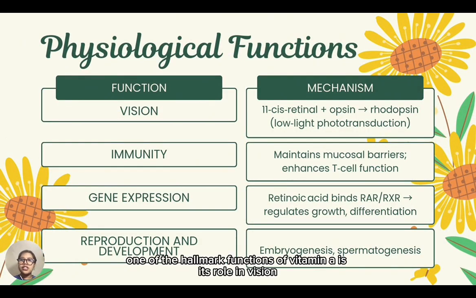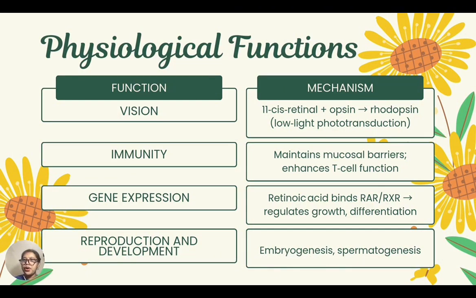One of the hallmark functions of vitamin A is its role in vision, particularly in low light conditions. It is a key component of rhodopsin, a light sensitive pigment in retinal cells. Beyond vision, it supports epithelial integrity, immune defense, and gene expression, especially during cell growth and differentiation. Retinoic acid, the active form, binds to nuclear receptors, the RAR and the RXR, and regulates transcription of genes critical for development, immune function, and reproduction. It's also vital for embryogenesis and spermatogenesis.